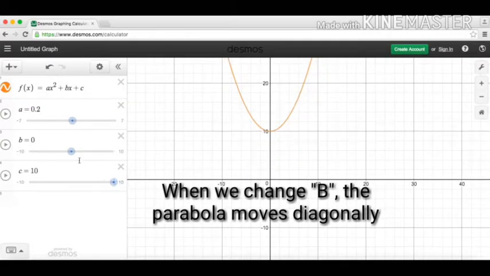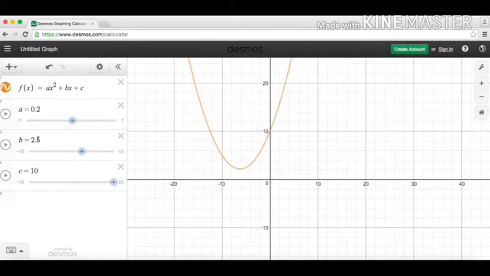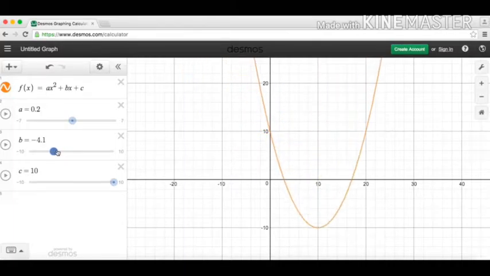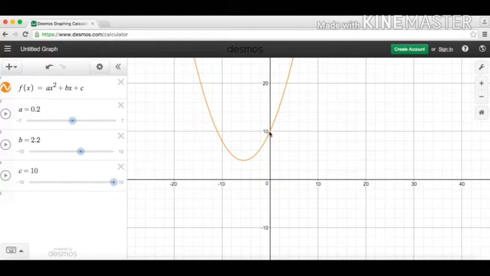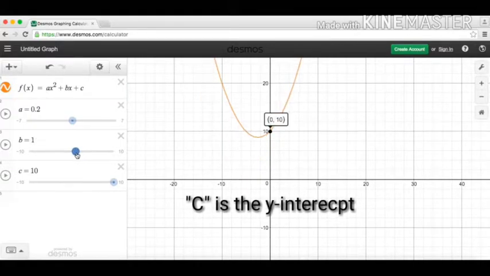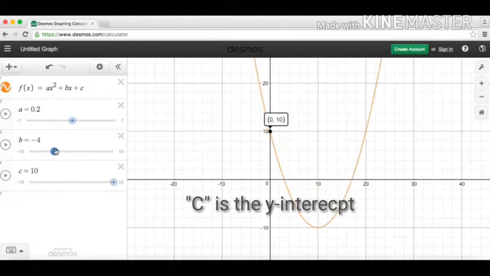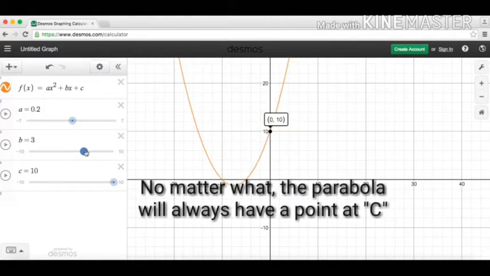When we change b, the parabola moves diagonally. This is because the parabola must always have a point on c, or the y-intercept. No matter what, the parabola will always have a point at c.